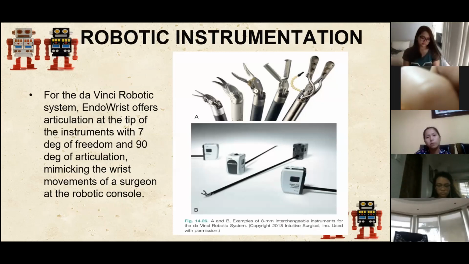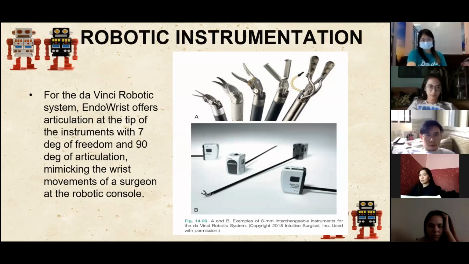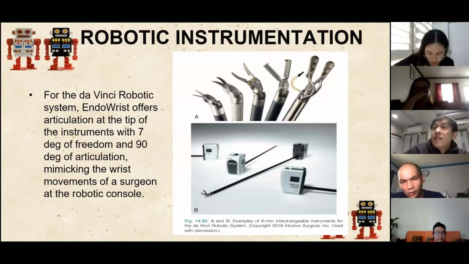For your robotic instrumentation, for the da Vinci robotic system, EndoWrist offers articulation at the tip of the instrument with 7 degrees of freedom and 90 degrees of articulation, mimicking the wrist movements of a surgeon at the robotic console.